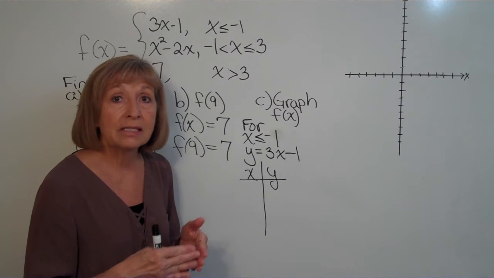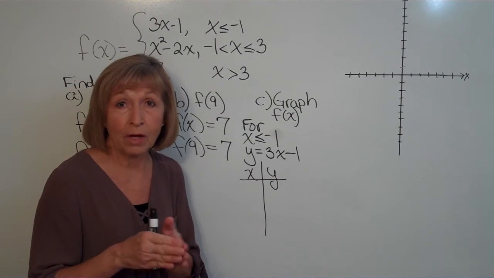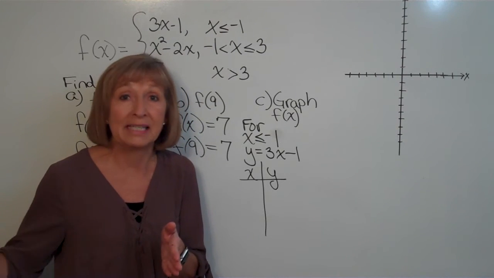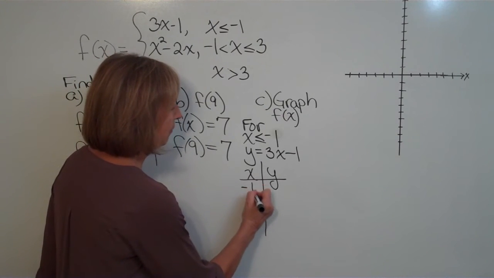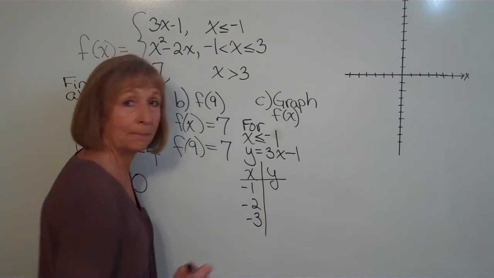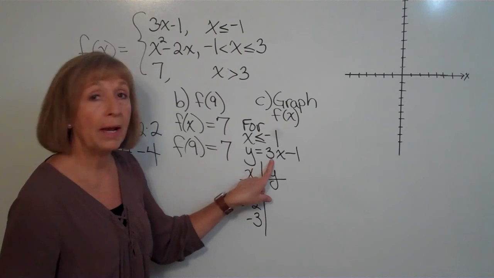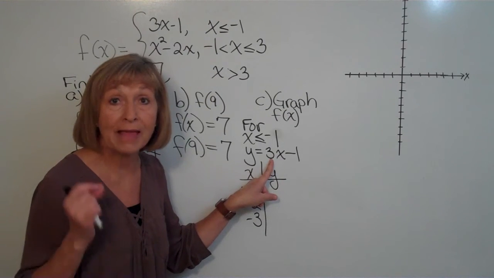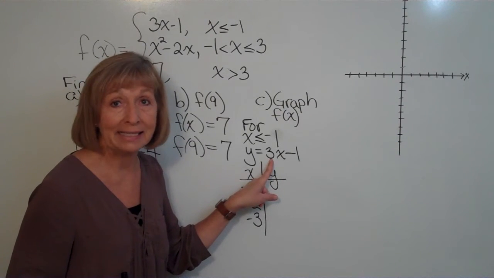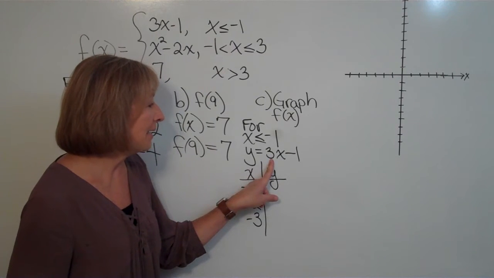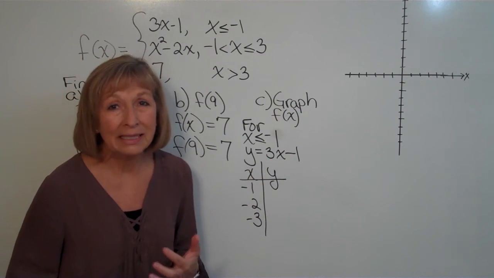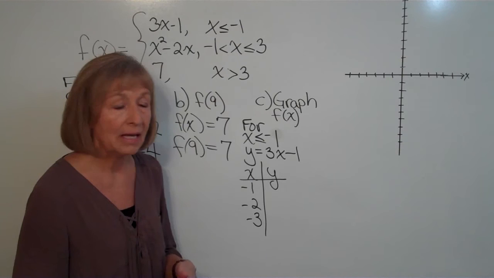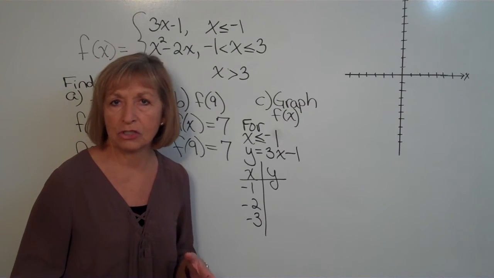This says I have to put in numbers that are less than or equal to -1. So I'm going to plug in -1, and values that are less than -1 would be like -2 and -3. So we're going to put in -1, -2, and -3. This equation, y equals 3x minus 1, is a linear equation, so that piece of the function is a line. I only really needed 2 ordered pairs to put my straight edge down and connect them, but I did the extra value of x just to make sure.